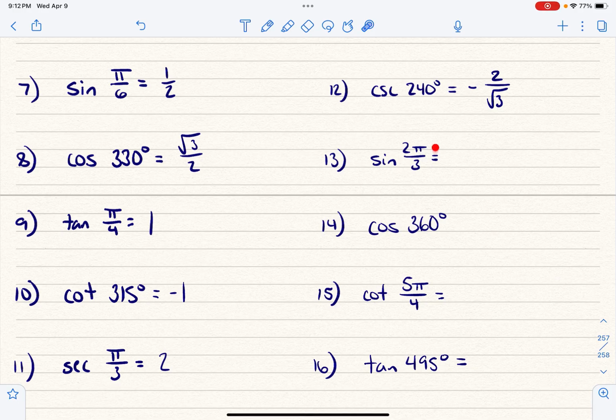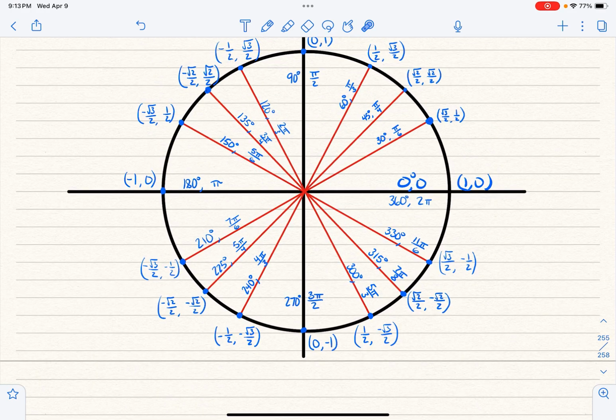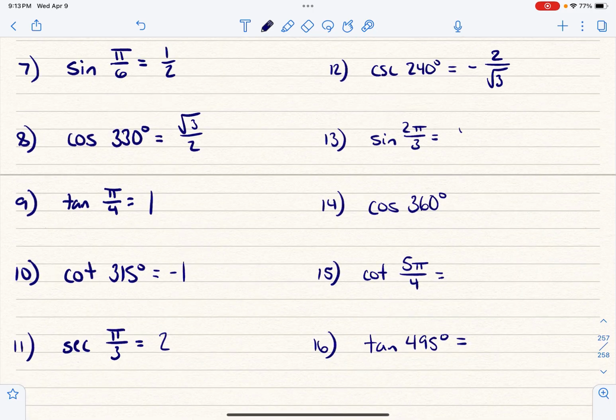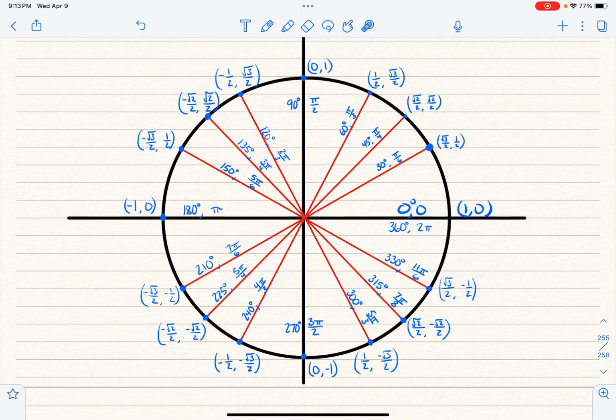Next, sine of 2 pi over 3. Sine is the y coordinate at that angle. So go to the unit circle. 2 pi over 3 is right here. The sine, or y value at that angle, is square root of 3 over 2. That's easy enough. Next, cosine of 360. Cosine is the x. Go to 360 degrees, which is right here, and tell me what the x coordinate is. It's 1. That's simple enough.